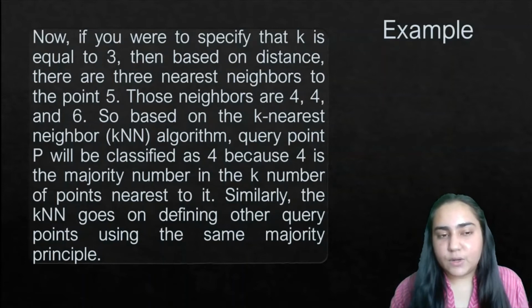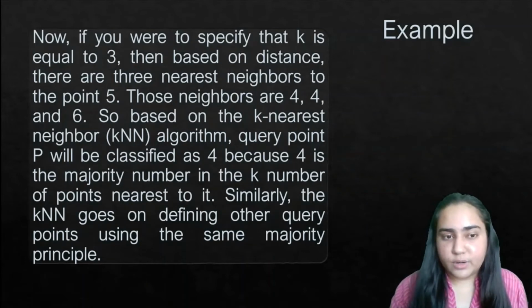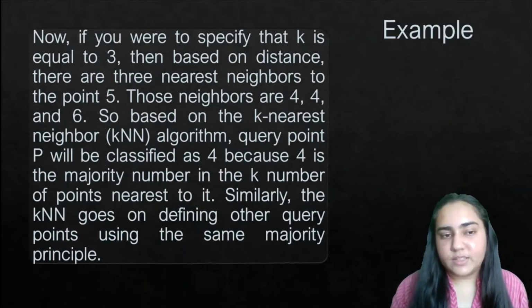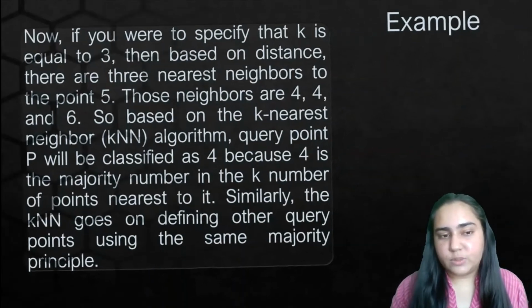Now, based on the k-nearest neighbor algorithm, the query point P will now be classified as 4, because 4 is the majority number among the k points nearest to it. You picked 5 earlier as P, but when you checked how many times each number appears, you found that 4 repeats the maximum number of times, and that's why you picked 4 as your new query point P. Similarly, kNN continues in this way with the same majority principle.